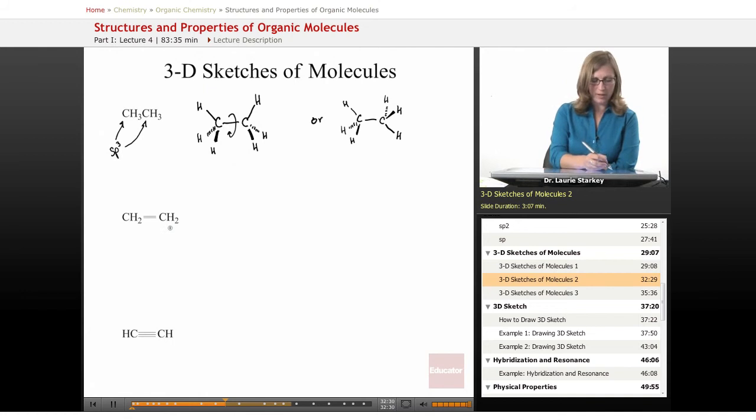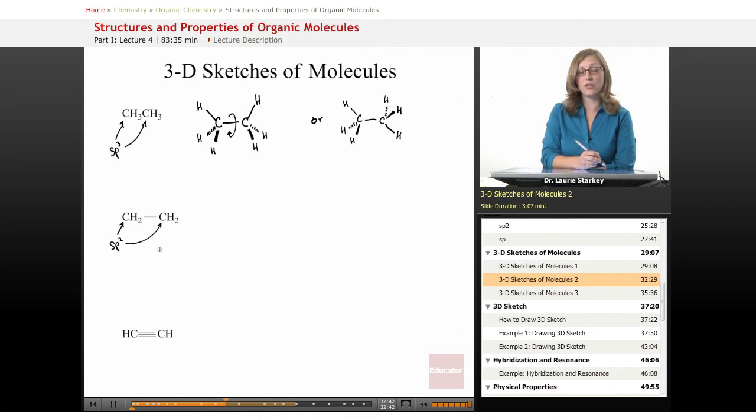Okay, how about a carbon that has a double bond? This carbon has 1, 2, 3 regions of electron density. So this is an example of an sp2 hybridized carbon. And again, this symmetrical molecule has 2 sp2 hybridized carbons. So to sketch that, we draw a trigonal planar arrangement for the 3 sigma bonds. Hydrogen, hydrogen, carbon are the 3 bonds we have there.